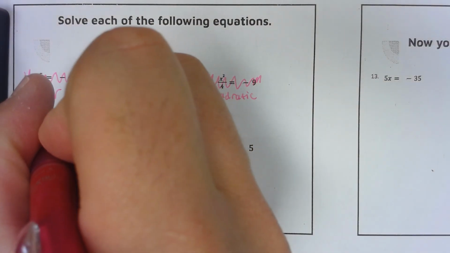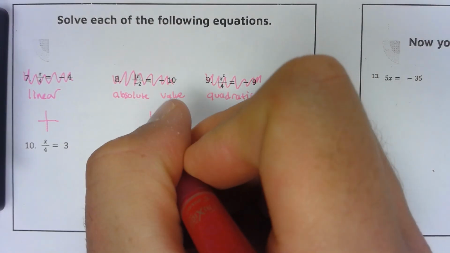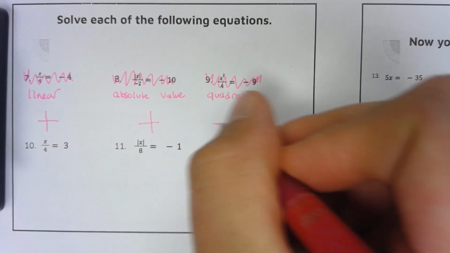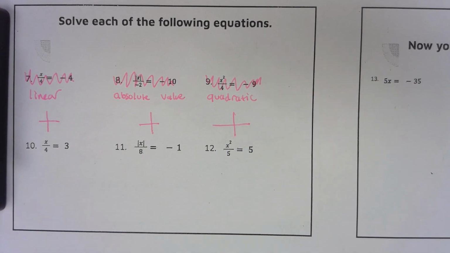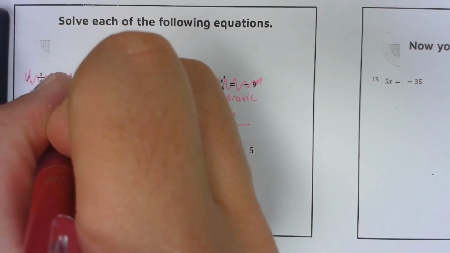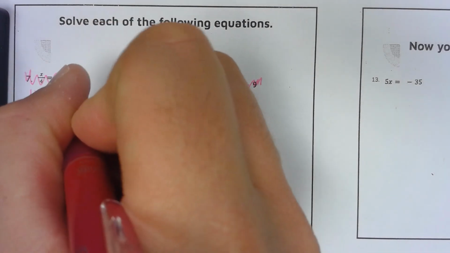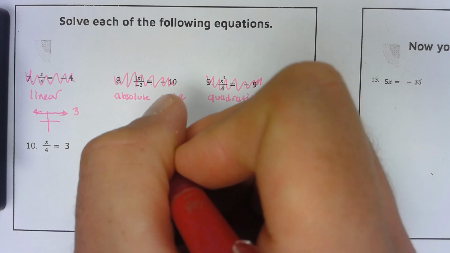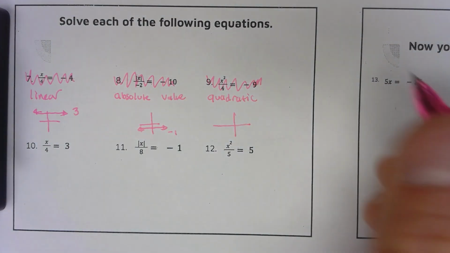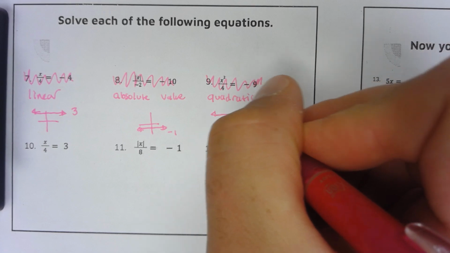Right above this, let's go ahead and make our graph. Starting with the right side, that's our horizontal line. So we've got a line at 3. We've got a line at -1. And we've got a line at 5.